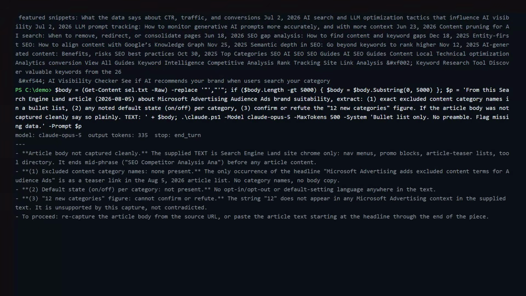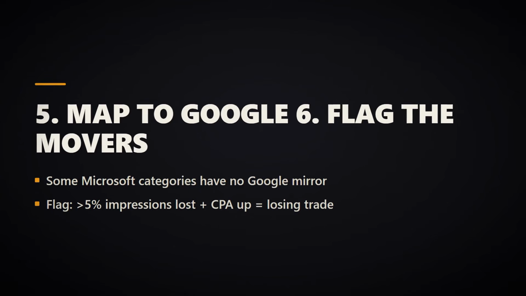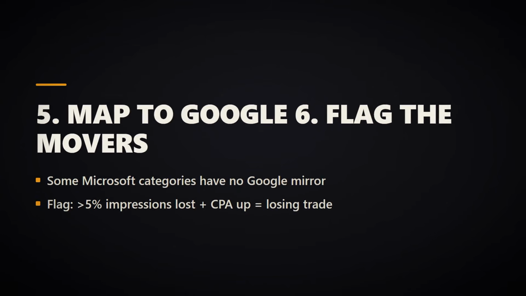Step 5. Open Google Ads Content Suitability in the next tab. Map each new Microsoft category to its Google equivalent.